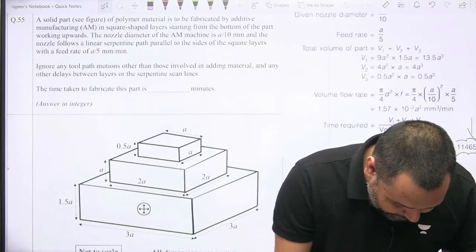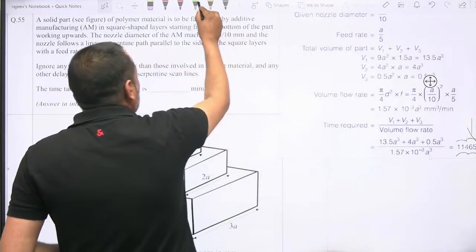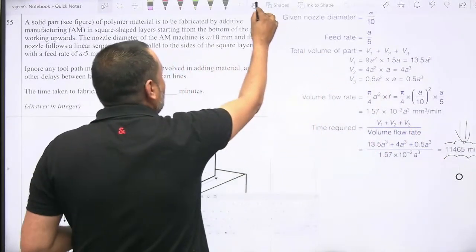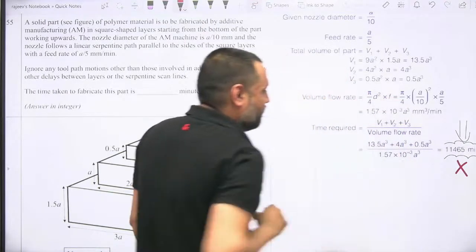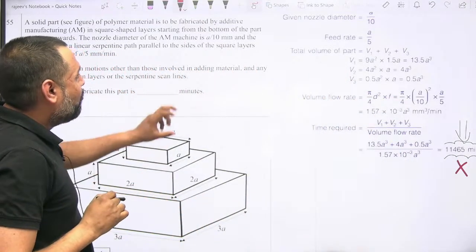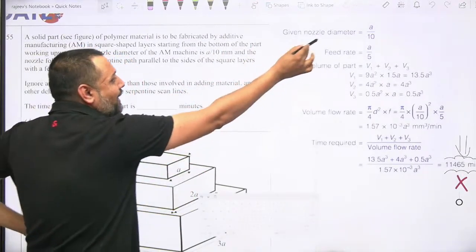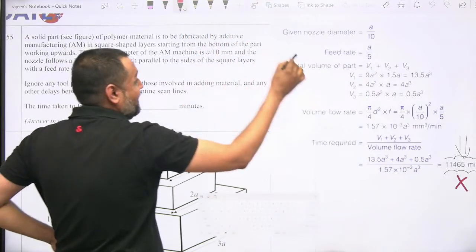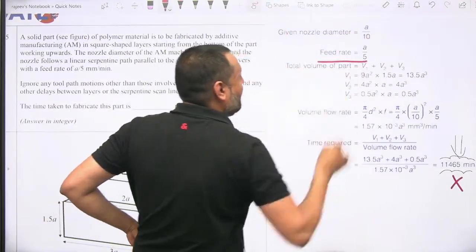Observe carefully. Why is this answer coming out wrong? Observe carefully, my dear students, this is very important. You see, what has been done in this solution: okay, nozzle diameter A by 10, feed rate A by 5, not an issue, that is also correct.